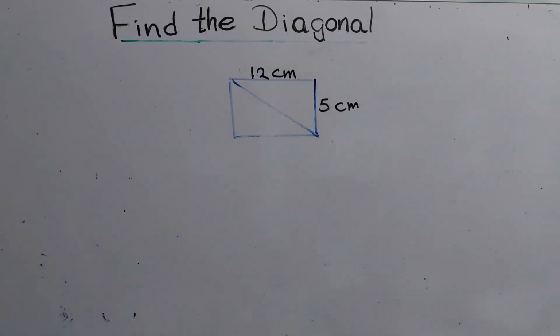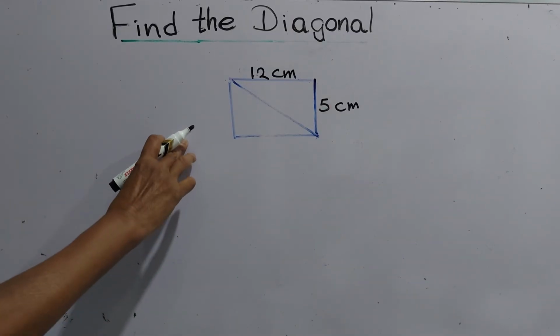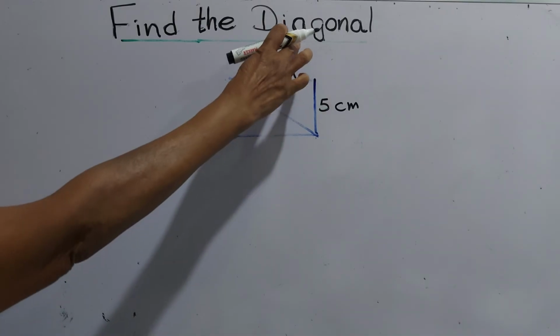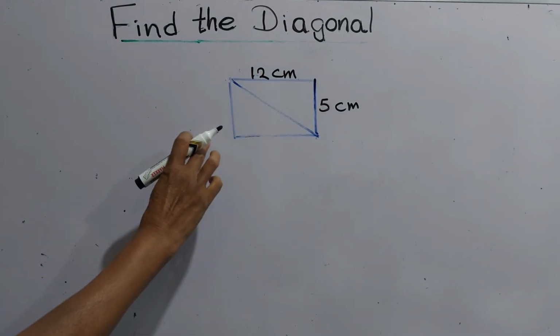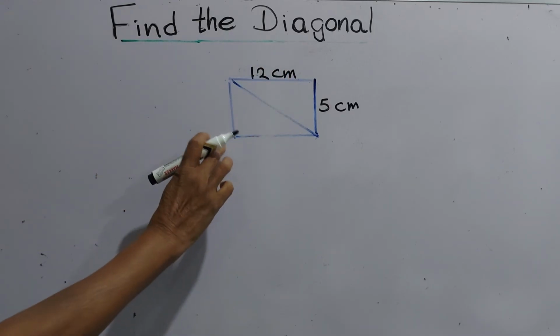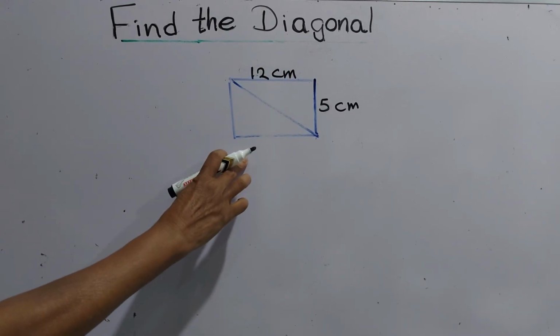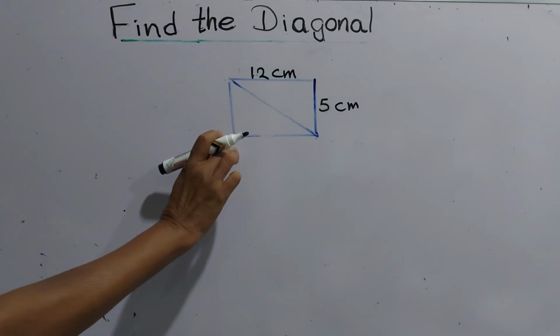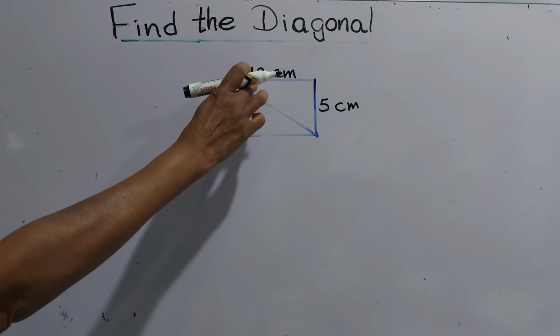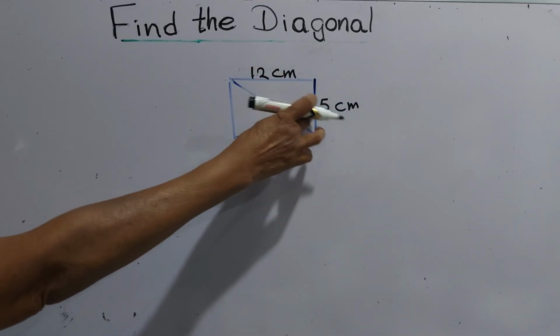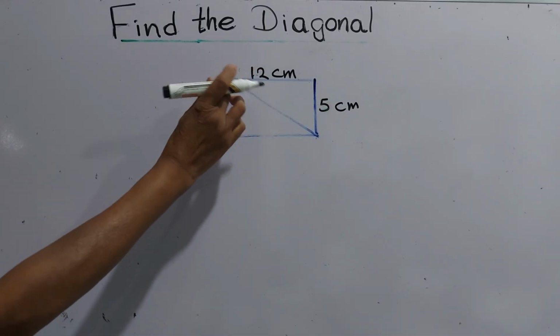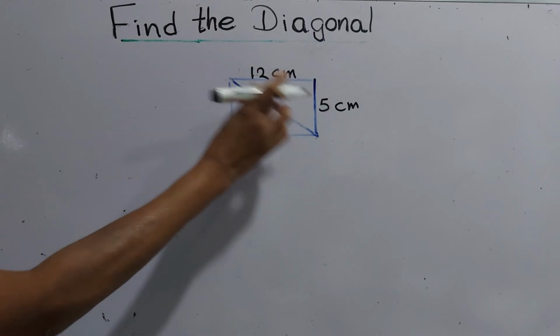Welcome to Basic Maths. Today we are going to find the diagonal. Learn how to calculate the diagonal of a rectangle using the Pythagoras theorem. This is the rectangle, given the length as 12 centimeters and the width as 5 centimeters. We are going to find the length of the diagonal.